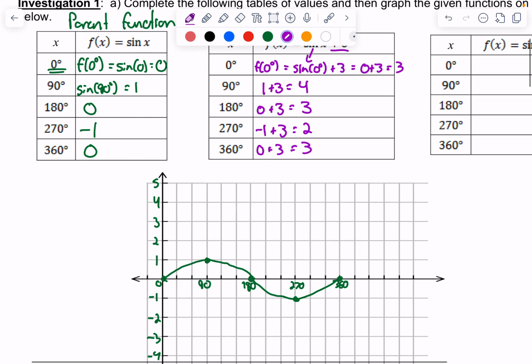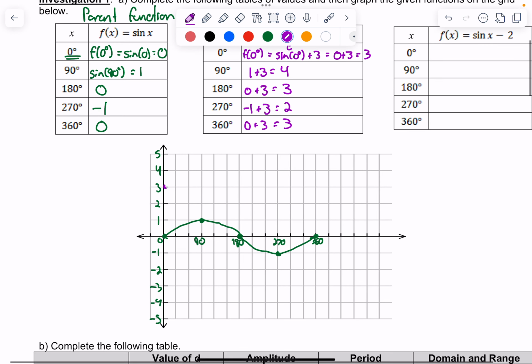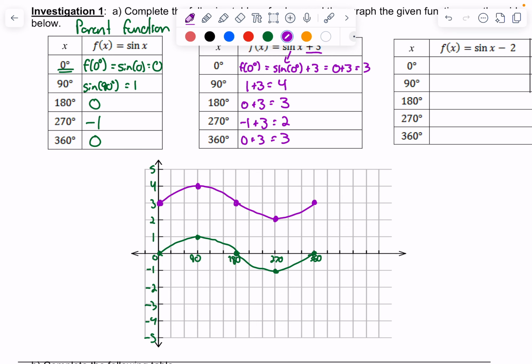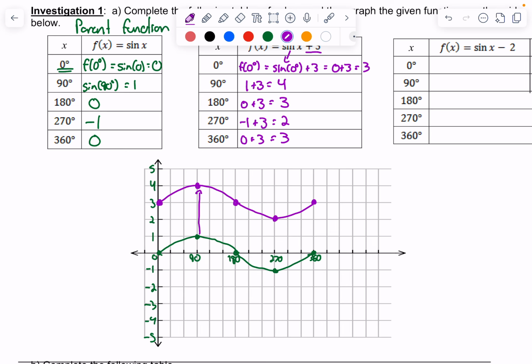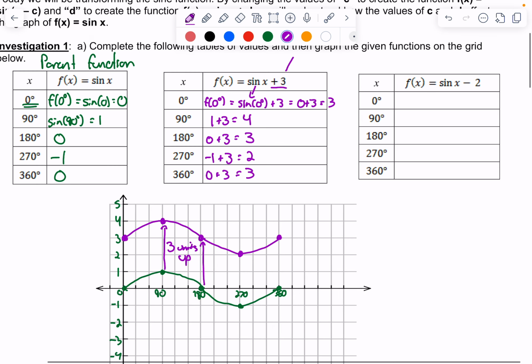So let's plot those points. At 0 degrees, we are at 3. So that's way up here. At 90 degrees, we're at 4 up here. 180, it's 3. 270, it is 2. And 360, you're at 3. So if we connect our points, you can see that there is your purple graph. There is your new f of x function. And look, you are 1, 2, 3 units up if you compare equivalent points. You've moved 3 units up by just having this plus 3 on the backside here.